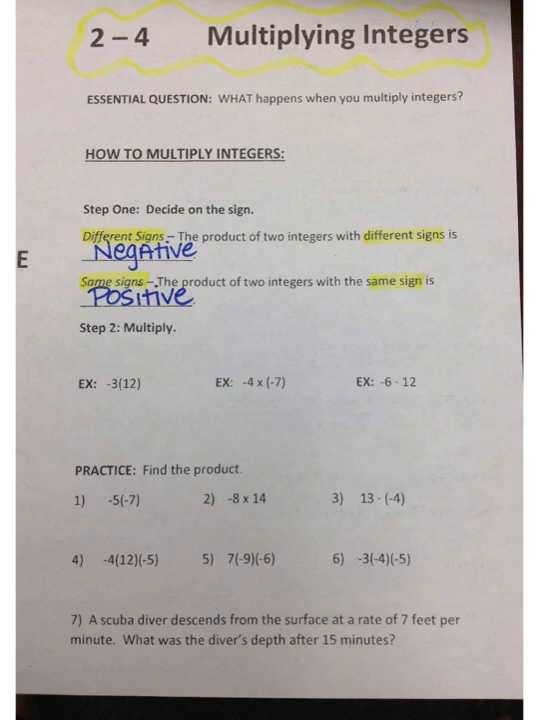It's just if the signs are different, your answer is going to be negative. If the signs are the same, your answer is going to be positive. So decide on the sign and then multiply. Example 1, we have negative 3 times 12. Signs are different, so it's going to be negative, and 3 times 12 is 36.